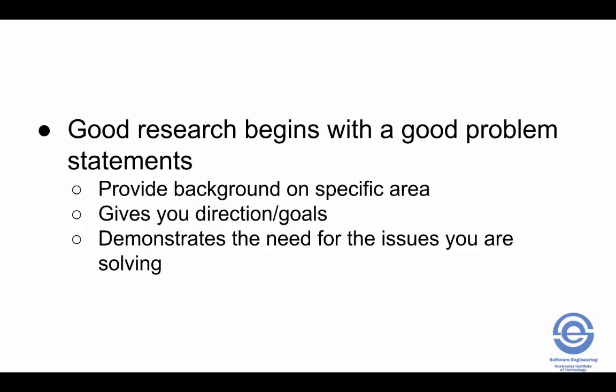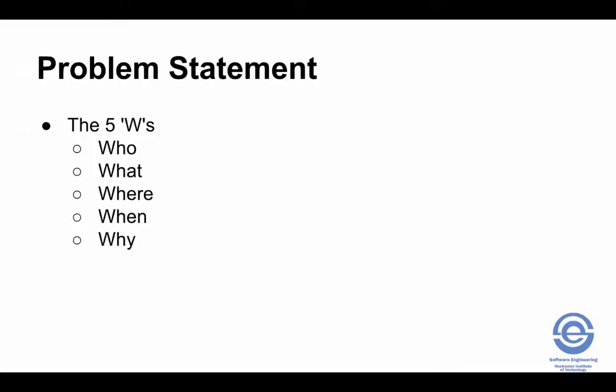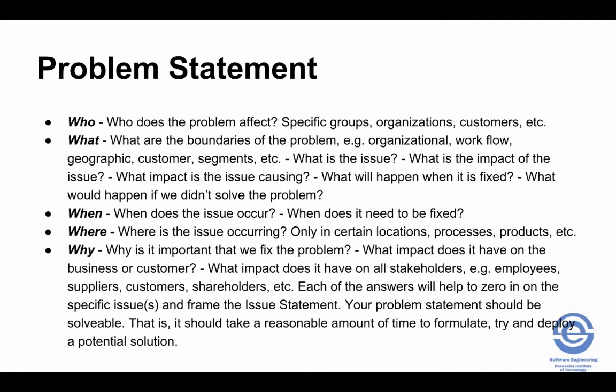I could create the best messaging app ever. I could create the best social media network ever, but if there's not a need for it and nobody will use it, I'm just wasting my time. So a good problem statement will also help demonstrate the need for the work that you are doing. Now, problem statements usually include the 5 W's. And these W's are who, what, where, when, and why. So a good rule of thumb is if you include these 5 W's in your problem statement, it's more than likely a decent problem statement, to say the least.